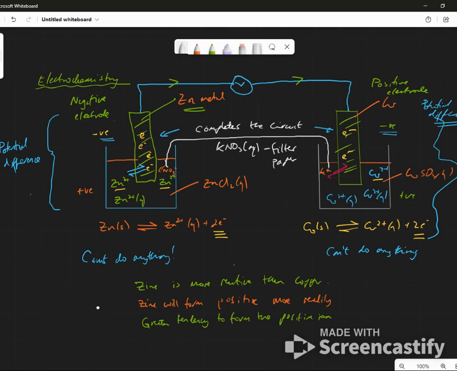We can use loads of compounds. Potassium nitrate is probably the most common, but there's loads. Potassium chloride is a common one. You can use loads of things. Potassium sulfate, sodium sulfate you can use.